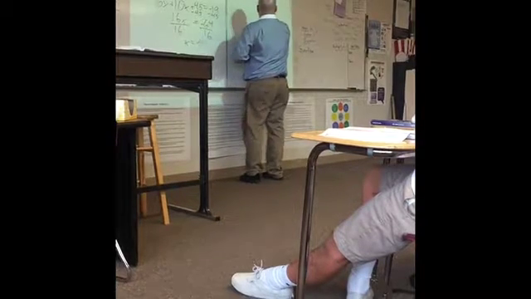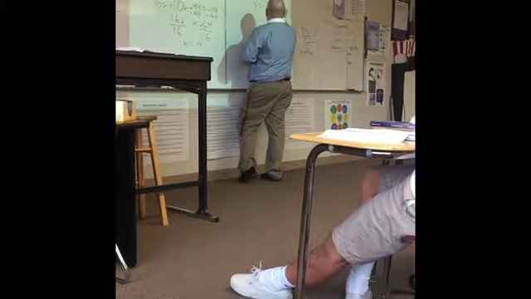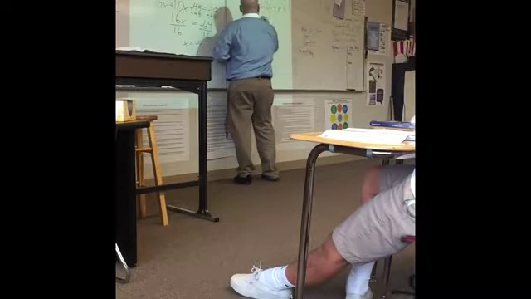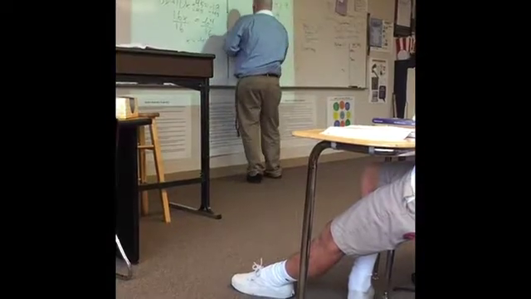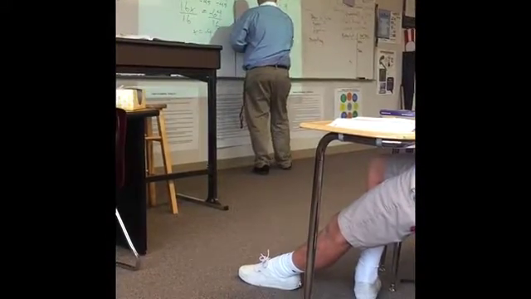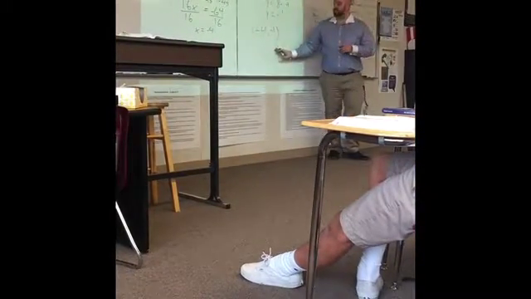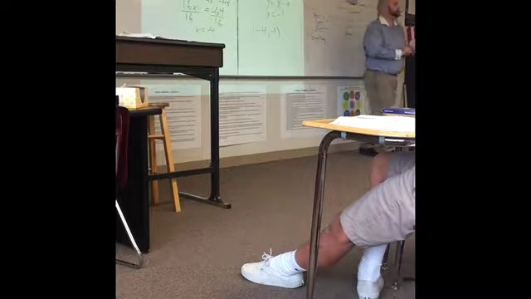So we have y is equal to negative 2 times negative 4 minus 9. 8 minus 9, and y is equal to negative 1. Combining that, we have our ordered pair of negative 4, negative 1.